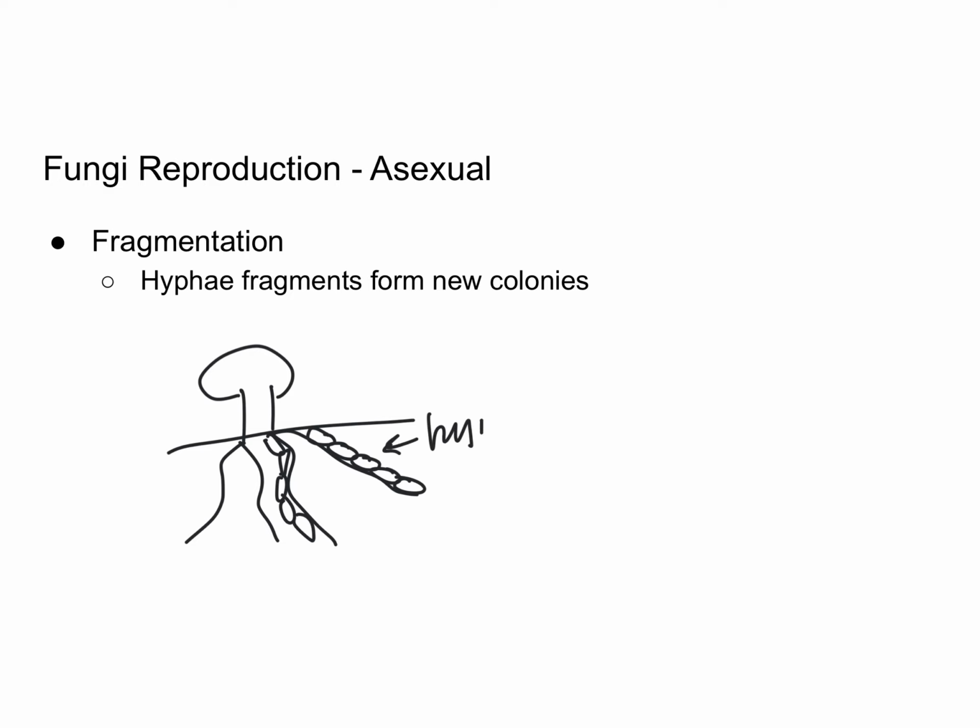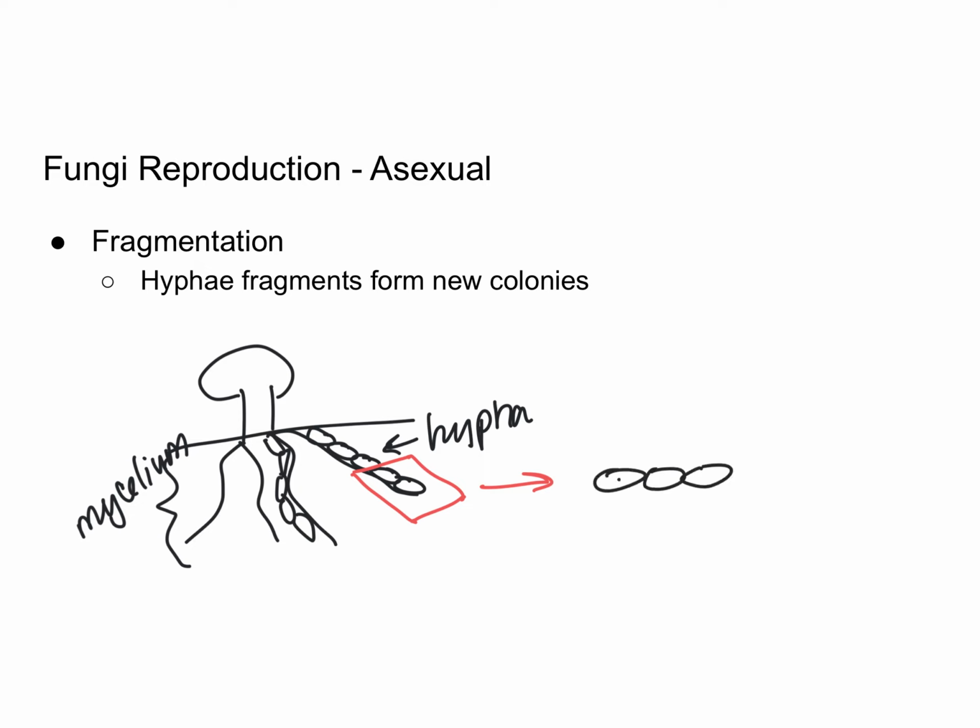So this is a hypha, and altogether this is a mycelium. Now during fragmentation, what happens is that a section of a hypha can actually break off, and then those cells can go through mitosis in order to make more cells, which ultimately form a new mycelium, which ultimately results in a new fungus altogether.